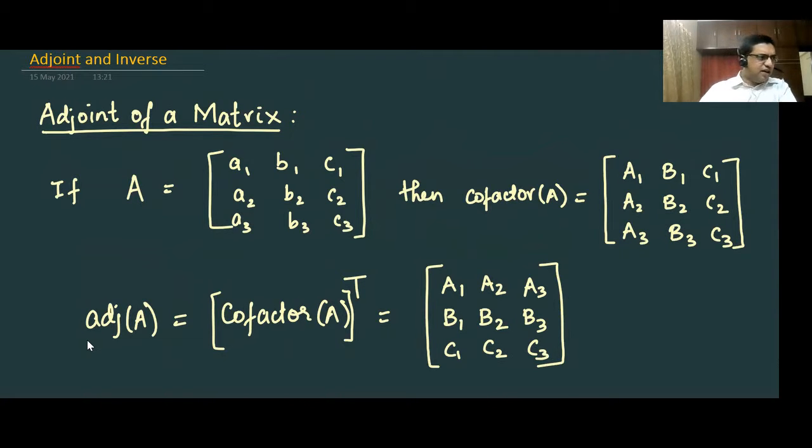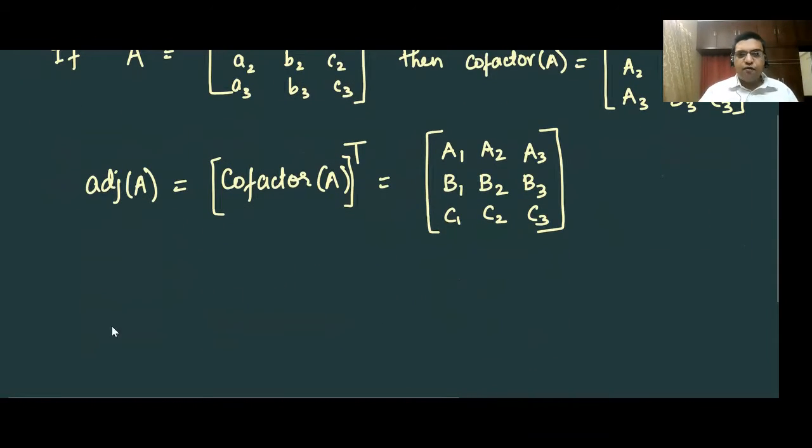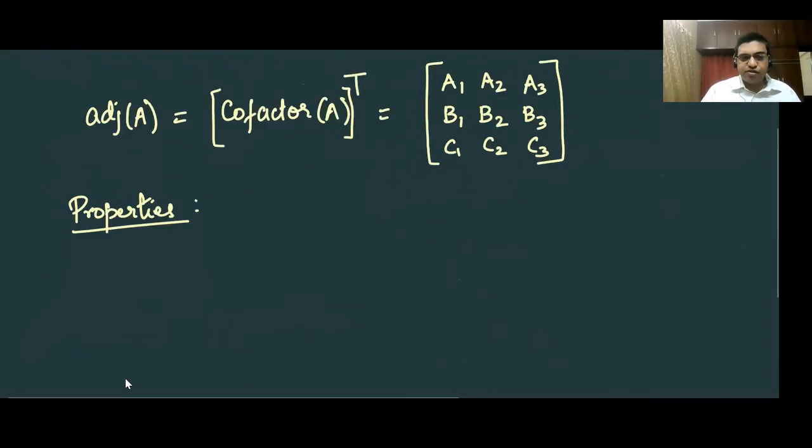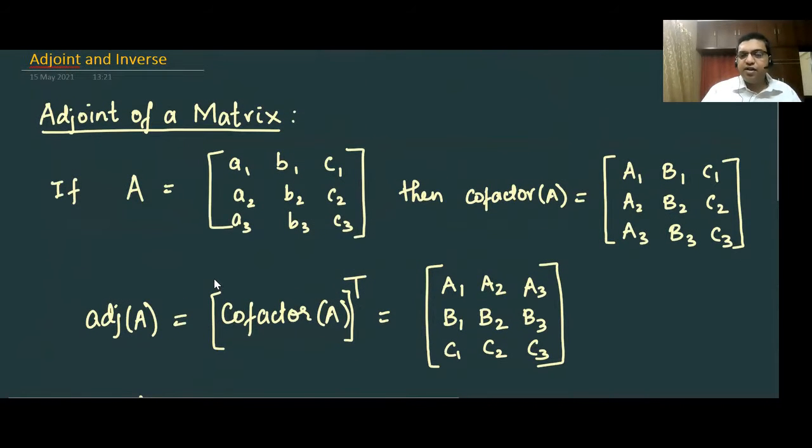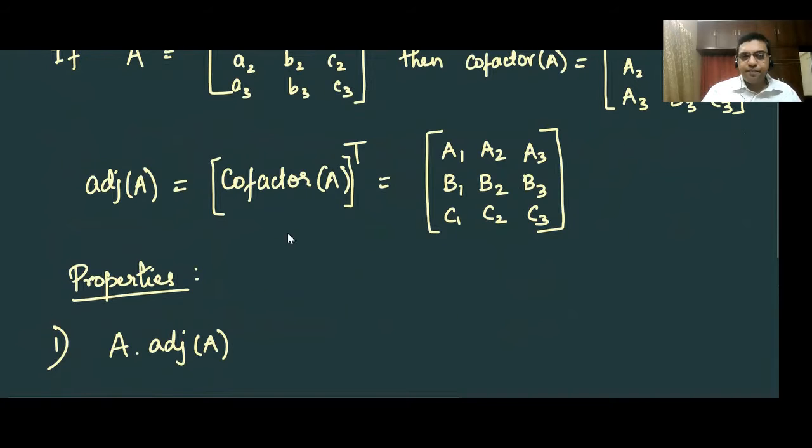Now this adjoint has a number of properties. First property, let us examine. Very important property. Based on this, we define the inverse. What is A into adjoint of A? A into adjoint of A. Let us see.